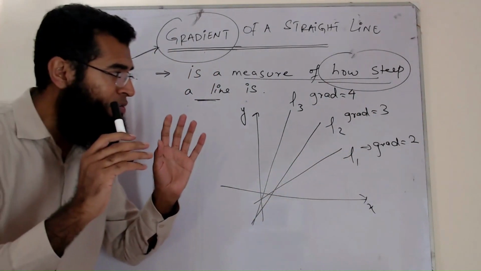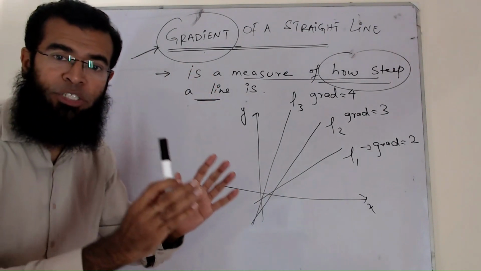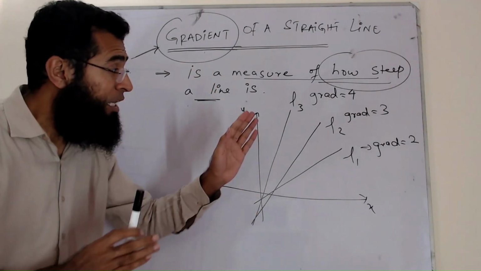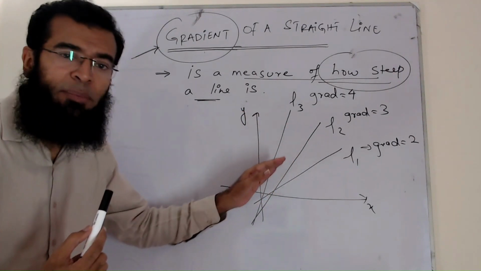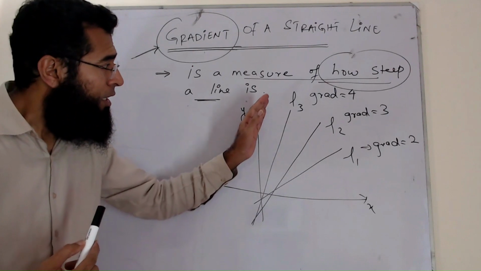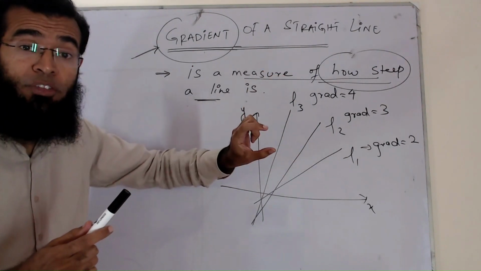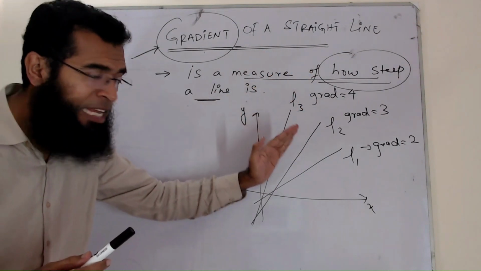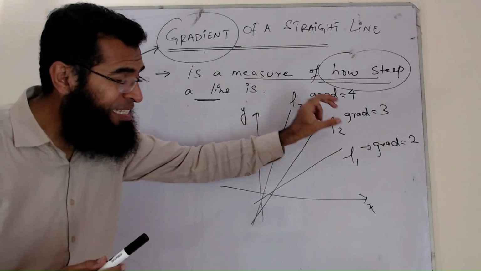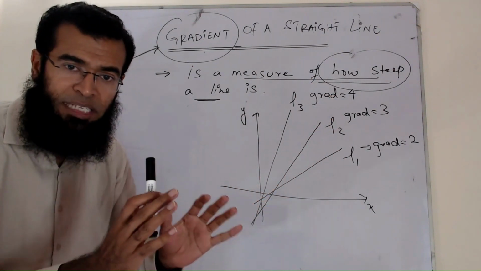So with that, try to understand the concept that gradient is the measure of steepness, right? We are just trying to define how steep a line is. So the steeper the line, the greater the value of the gradient will be. The number will be greater. The less steep the line is, the lesser will be the number of the gradient, right? So I hope this is clear.